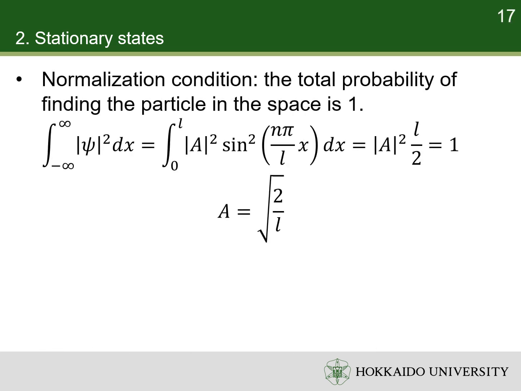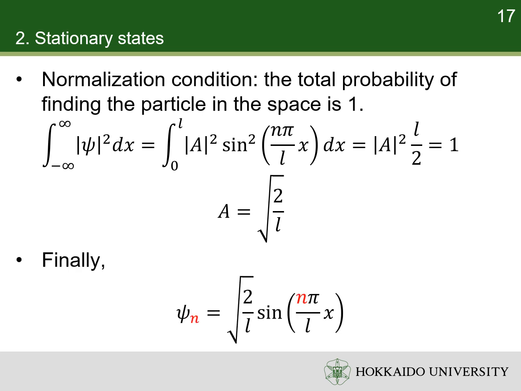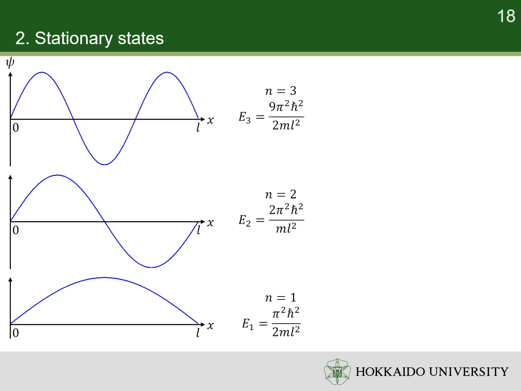The unknown constant, A, may be found by normalization condition. That is, the total probability of finding the particle in the space is 1. Finally, the time-independent wavefunction is found, which depends upon the quantum number. The time-independent wavefunctions of the first three states are shown here. Their wavelengths are 2L, L, and 2/3 L respectively.